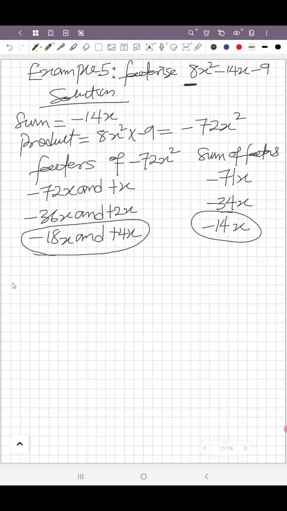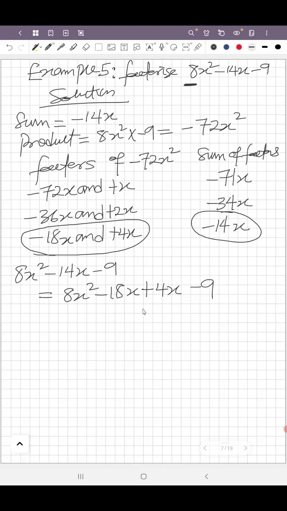You will now rewrite the equation again to have 8x squared minus 14x minus 9. We give you 8x squared minus, instead of writing minus 14x, you now write the factors, minus 18x plus 4x minus 9. So this is the exact area we are going to.